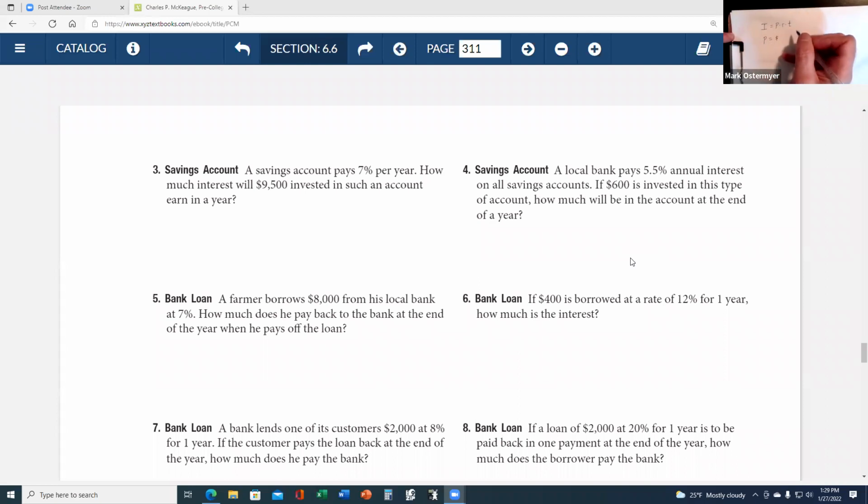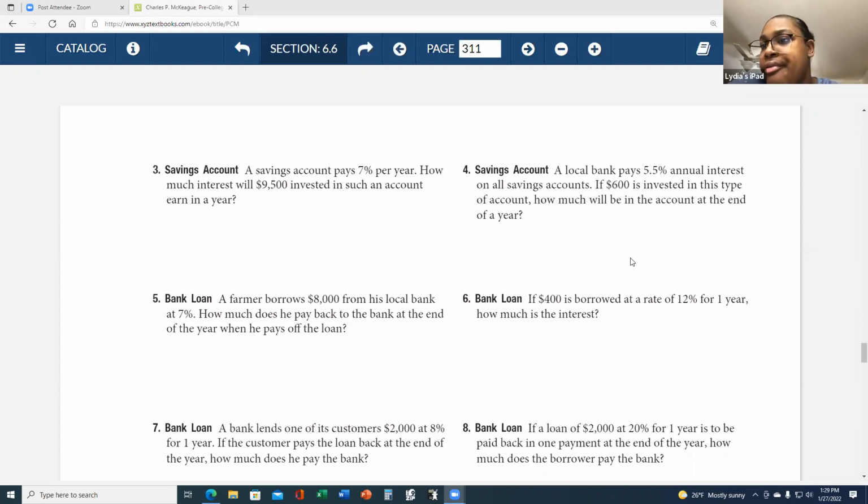The principal is equal to what? What's my principal there for number 4? $600. Yep, $600 we plunked into a savings account. And what's the interest rate? 5.5%. Change that to a decimal. What's 5.5% as a decimal? Shift the decimal point 2 places to the left. 0.055. Yes.